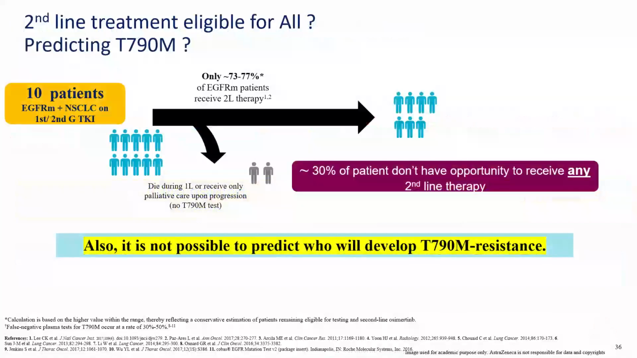So second line treatment is eligible for all, predicting T790M mutations. Not all patients will lodge T790M mutations. So the best benefit is to introduce Osimertinib as early as possible. Remember that in the FLAURA study, there is a crossover in patients having T790M mutations. So for sequencing, there's an ideal example. Though patients lodge T790M eventually, the percentage is very small. In spite of that, if you introduce Osimertinib in the second line, the outcome is not as great as for the people who received it in the first line.